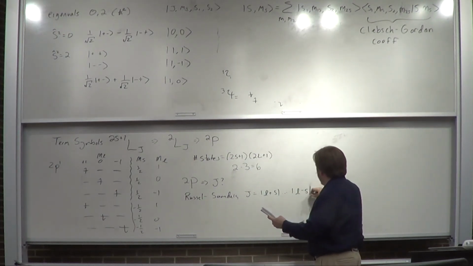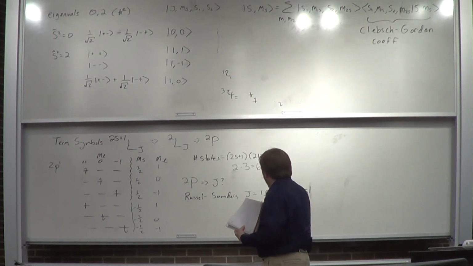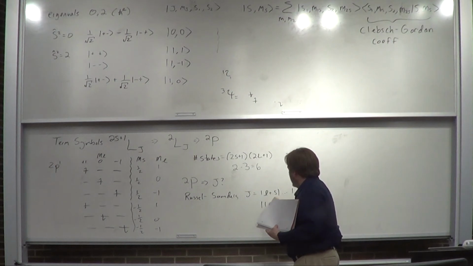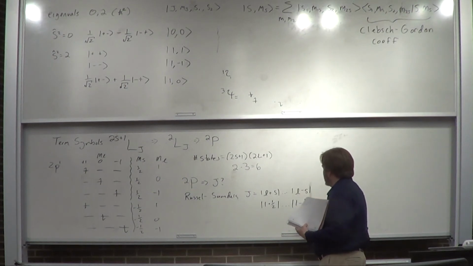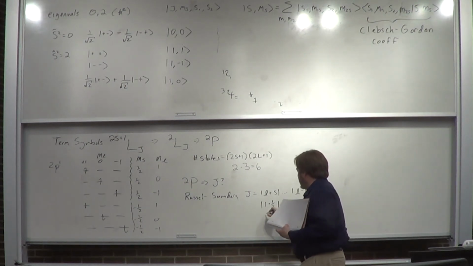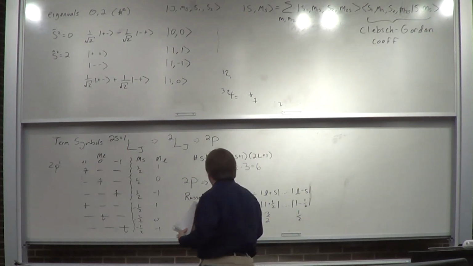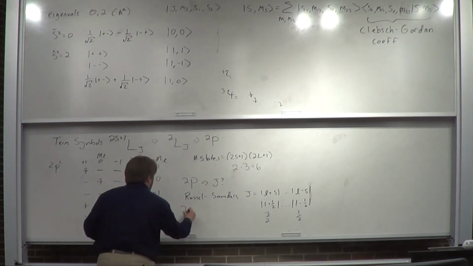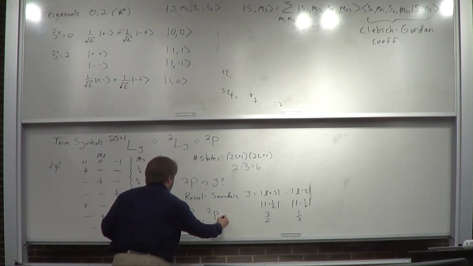Absolute value of L minus S. Okay, now let's see what we got here. L of the P state is 1, and S is 1/2. 1 minus 1/2, absolute value. That's 3 halves and 1/2. So therefore, I have 2 possible term symbols: 2P 3/2 and 2P 1/2.